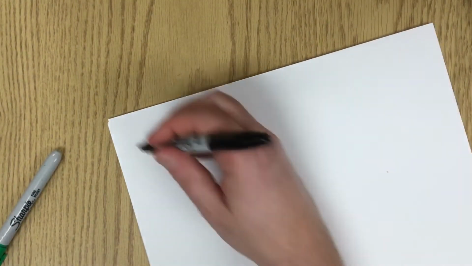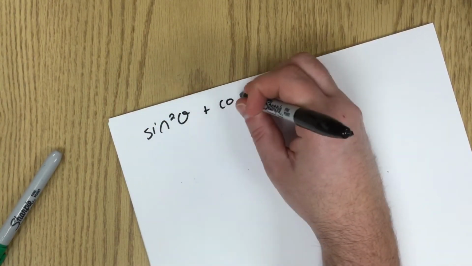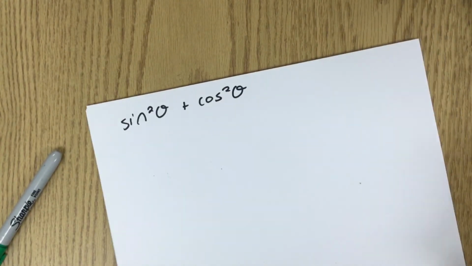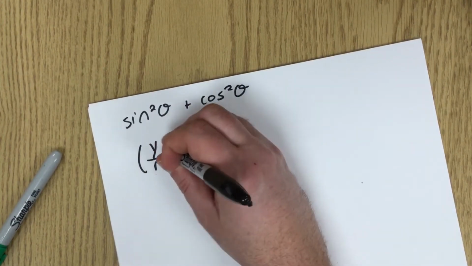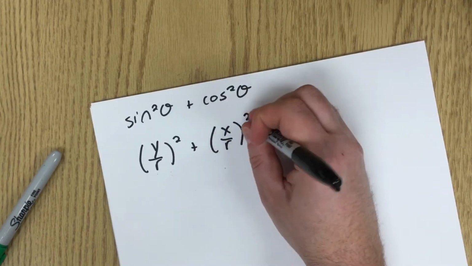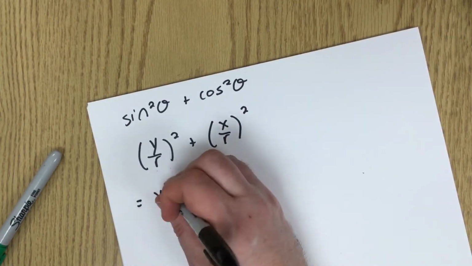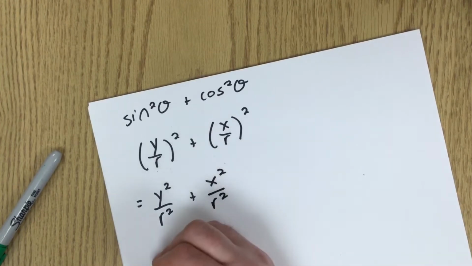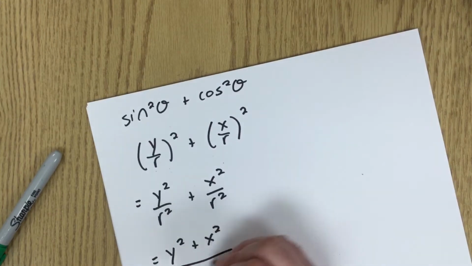The second one, using the same definitions. Let's say we want to know what is sine squared theta plus cos squared theta. So that's going to be y over r squared plus x over r squared, which is equal to y squared over r squared plus x squared over r squared, which is y squared plus x squared over r squared.